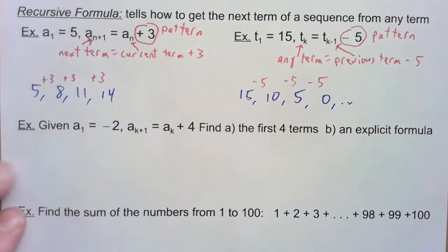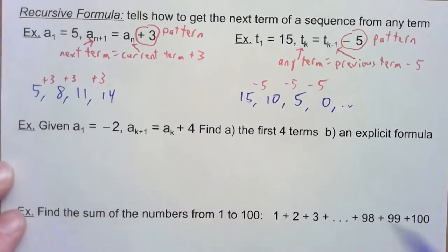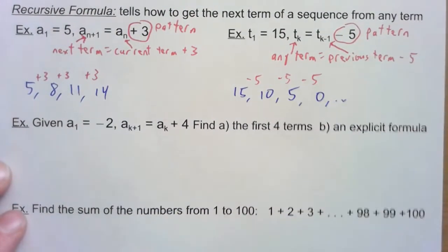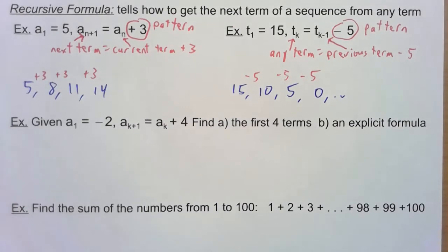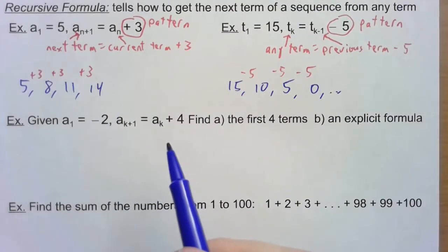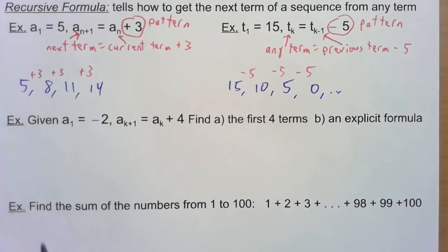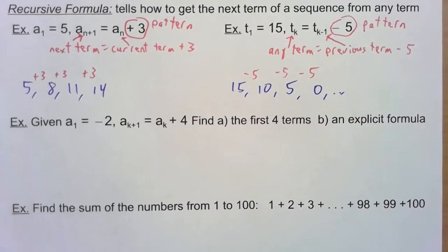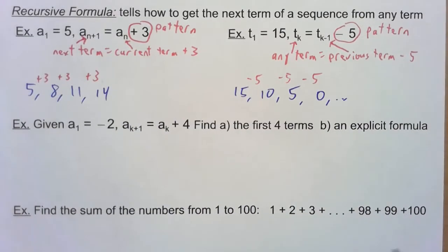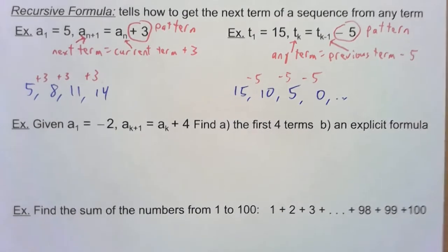Okay. So why don't you take a look at this next problem right here. This one has a recursive formula there, and see if you can write those first 4 terms, and then see if you can find an explicit formula for this sequence right here. And then also take a look at this next problem right here, where we're going to get a formula in a minute, but I want you to see if you have any ideas about a quick way to do this without typing all 100 numbers in your calculator.